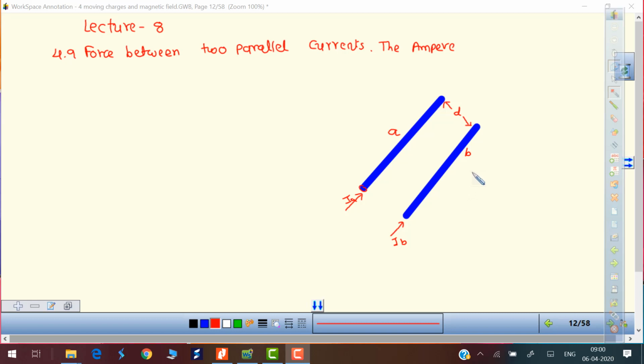Any current carrying conductor placed in a magnetic field experiences a force, that is known. What is the source of the magnetic field? Forget that part. Here the magnetic field is produced by A and the force is experienced by B, and vice versa you can also show that. Also we can apply Newton's third law, force on A, same thing force on B. That is for later, but at present we find out the force between A and B.